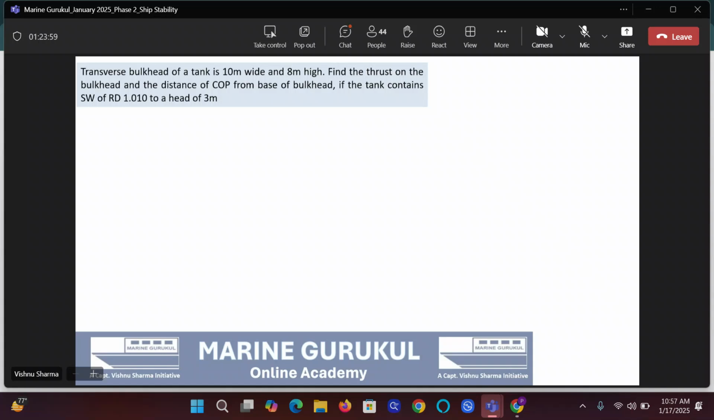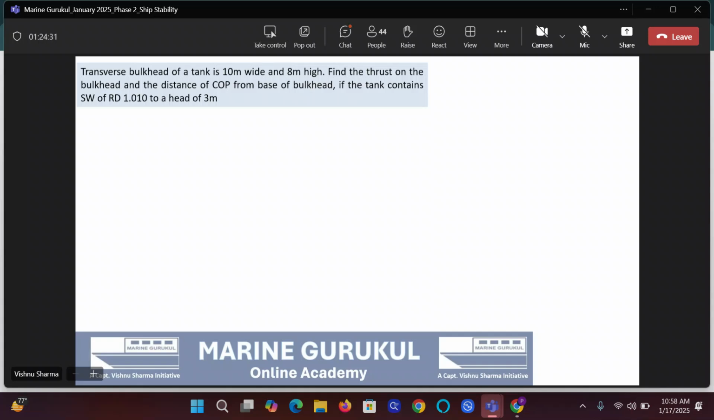Transverse bulkhead of a tank is 10 meters wide and 8 meters high. Find the thrust on the bulkhead. We already know how to calculate thrust and the distance of its COP from the base. He wants the distance of the COP from base. Sometimes that's also referred to as KP, keel to COP. If the tank contains seawater of RD 1.010 to a head of 3 meters.